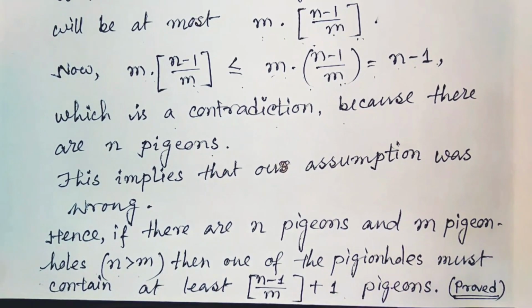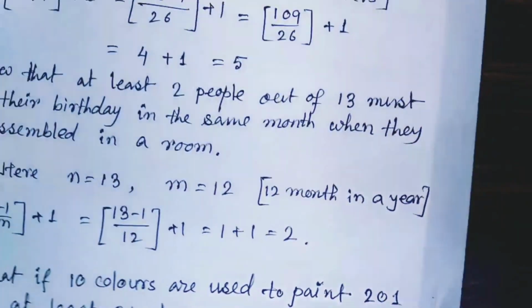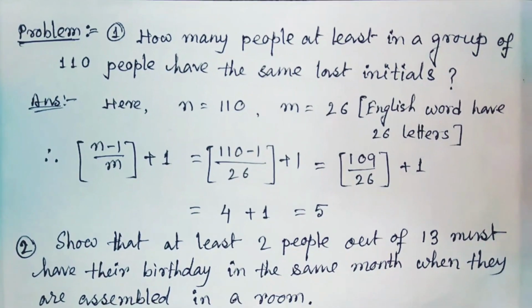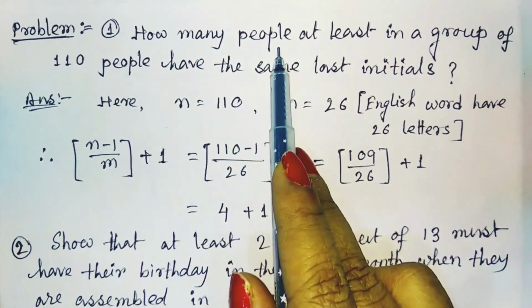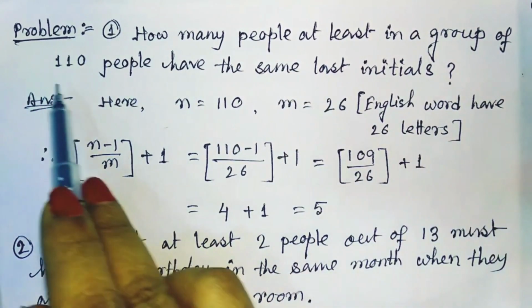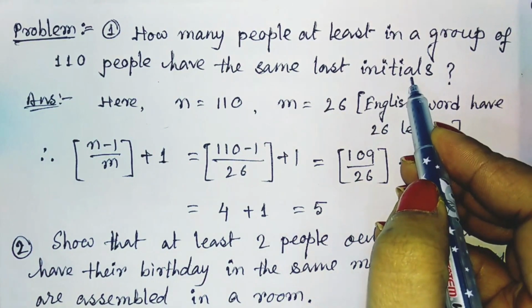So it is a simple proof, just the simple logic you are supposed to include. Now regarding the pigeonhole principle, there are a few problems. The first problem: how many people, at least, in a group of 110 people have the same last initial?